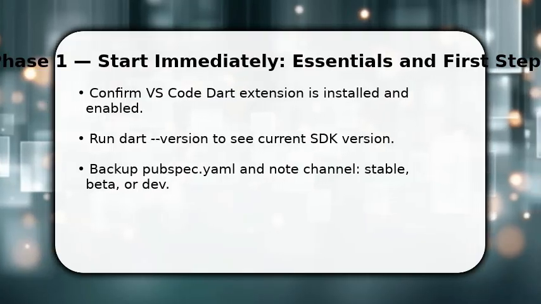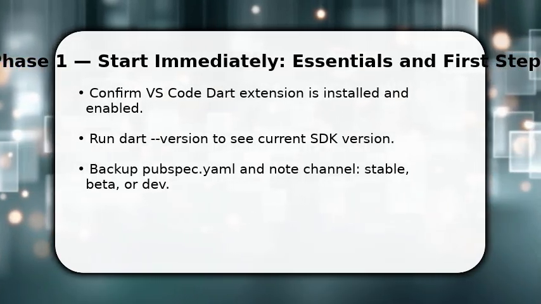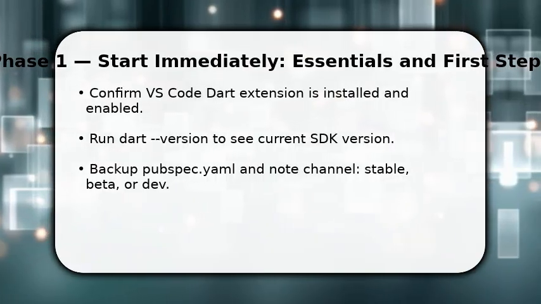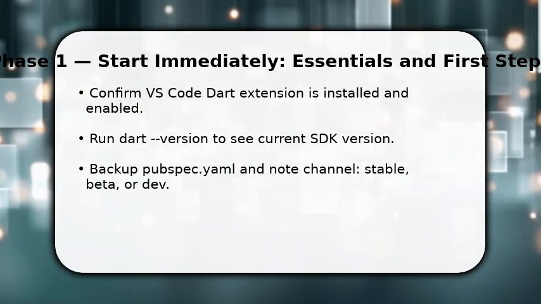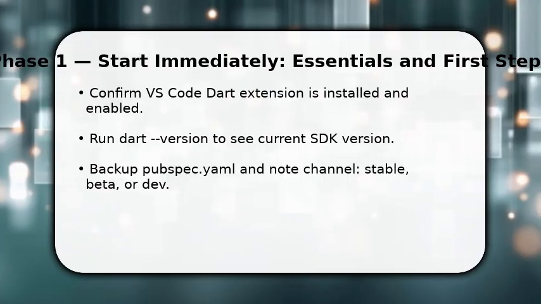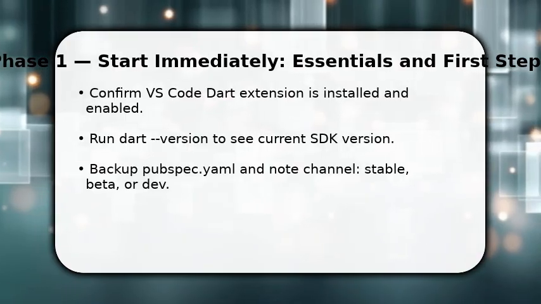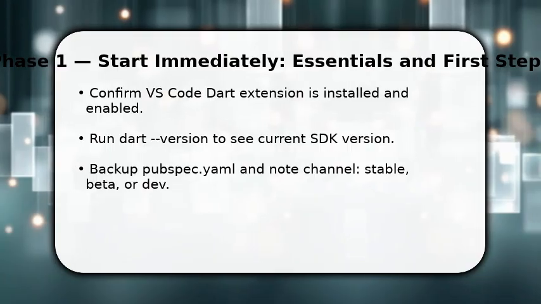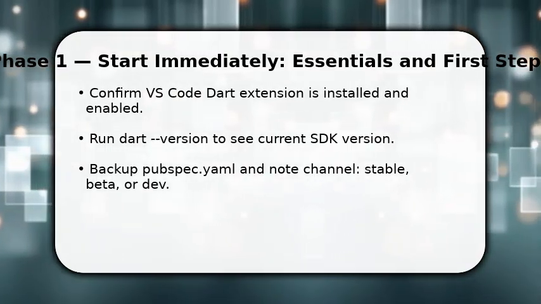You start by confirming your environment. Make sure the Dart extension is active in VS Code and run dart --version to verify the installed SDK. Once you know the version, back up your project pubspec.yaml so dependencies are safe, and decide which channel you want: stable, beta, or dev, because channel changes affect API and package compatibility. Doing this prevents surprises later. Now, you're ready to pick an installation method for your platform.